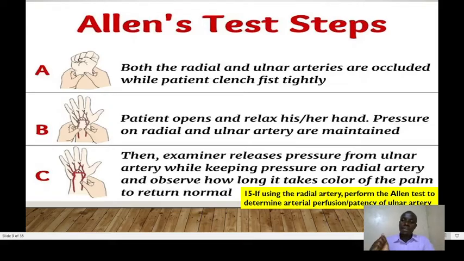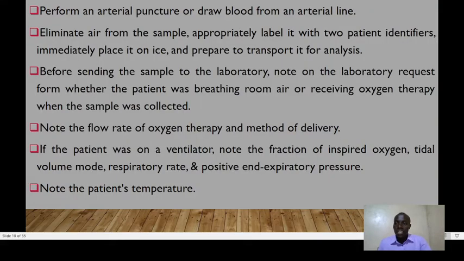As you apply the pressure on the two arteries, you maintain the pressure and ask the patient to relax the hand. So they relax the hand now. Now you release the ulnar pressure and maintain the pressure on the radial artery. And then you determine how long it takes for the normal color to resume. In most patients, it will take around 15 seconds. In that case, you'll say that the ulnar artery is patent, so you are free to proceed and carry out the procedure.